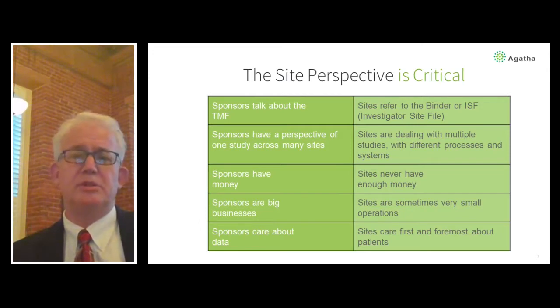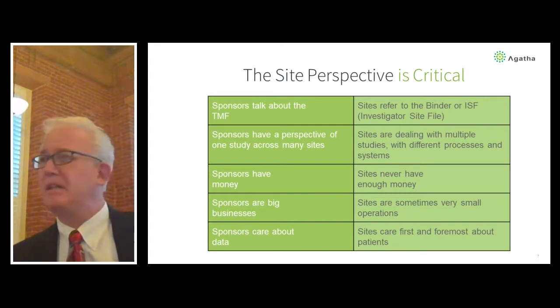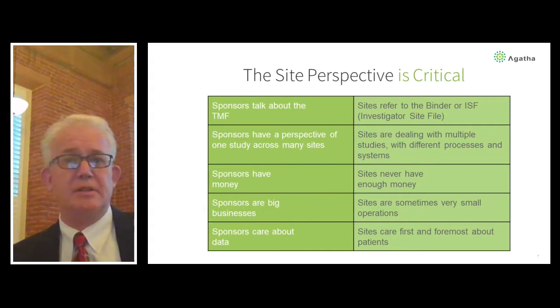And through my research, through the interviews, I really learned that it's a different world, that sites speak a different language. For years, I've been speaking about trial master file, TMF. Sites don't talk TMF. They talk the binder file. They talk the investigator site file. They talk lots of languages, but they don't speak sponsor talk in the same way.